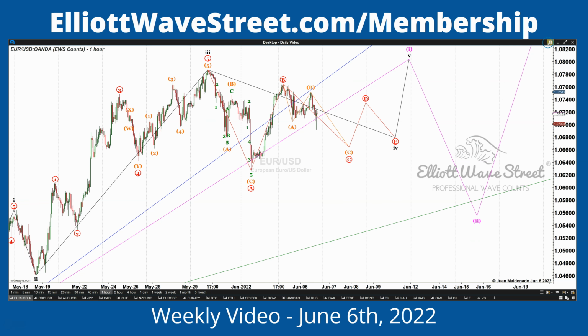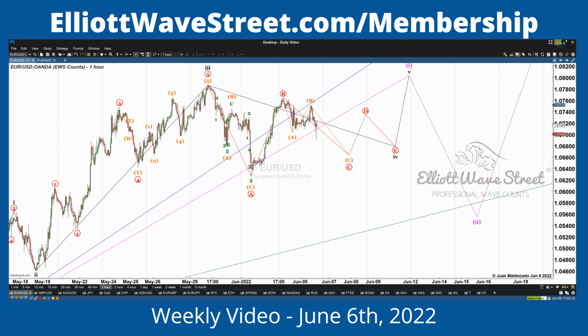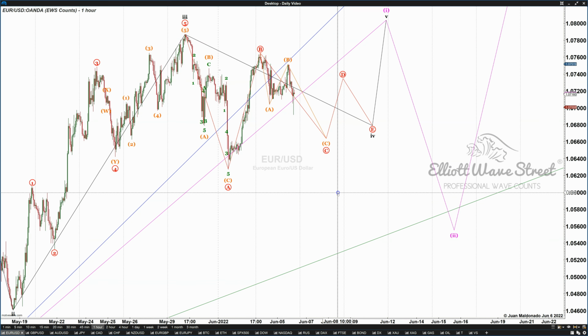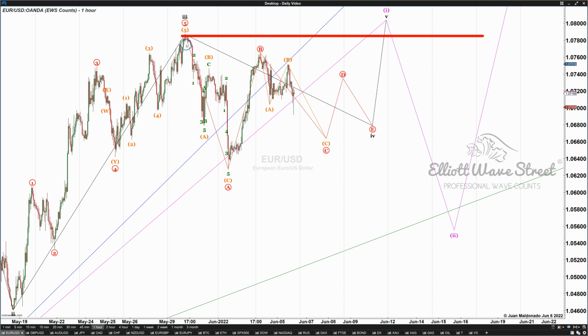All right, so let's start with the euro. This is the hourly chart. We are looking for the price to make a higher high above this previous high. I'm activating this triangle formation. Still not sure if this is the one that the price is going to make or if something different is happening. But the plan is to have a higher high.